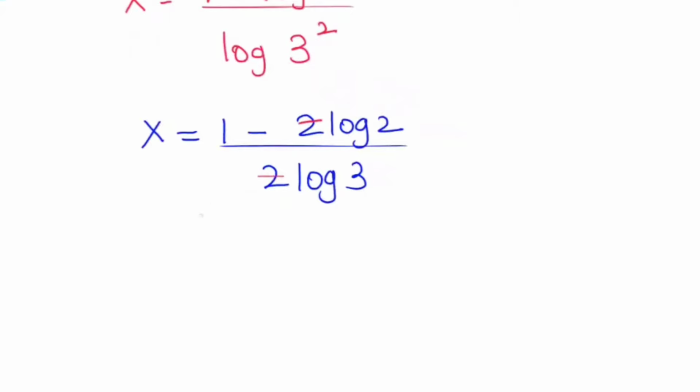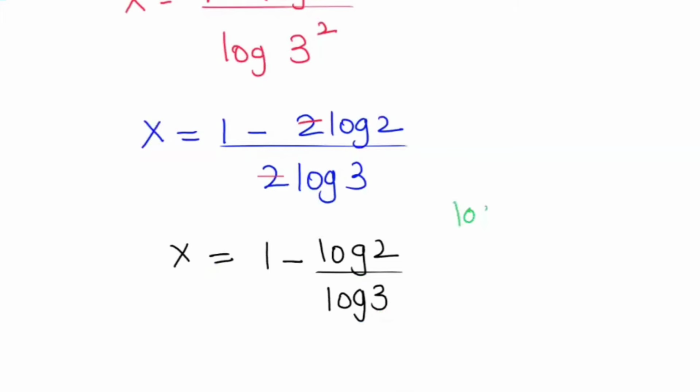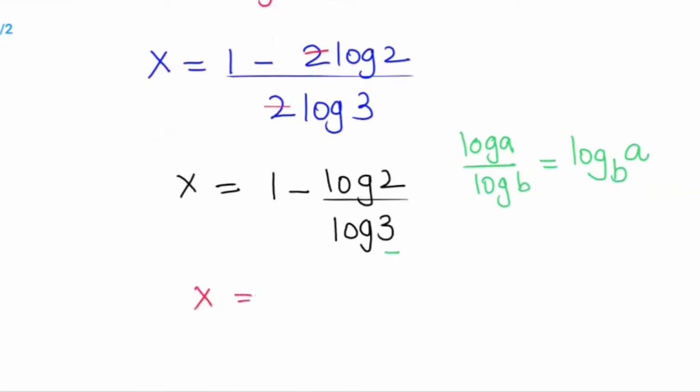So the remaining expression I will get, that is x is equal to 1 minus log of 2 over log of 3. Now we have another logarithm rule, log of a over log of b can be written as log base b of a. So here this 3 turns into the base of the log. x is equal to 1 minus log base 3 of 2. So this is our x value that we found. Now I am going to verify this x value.